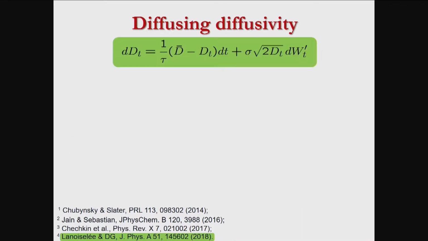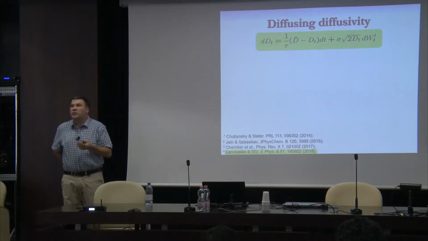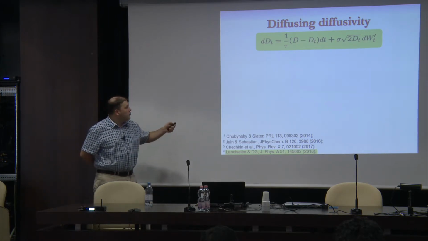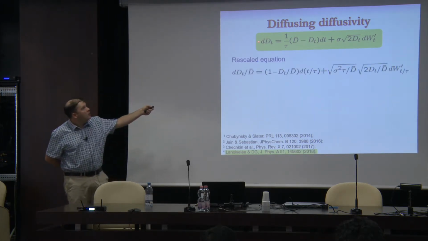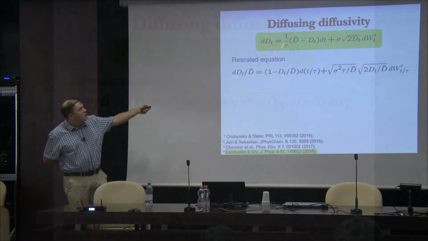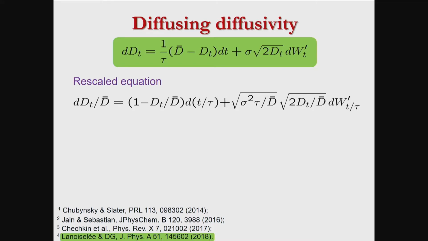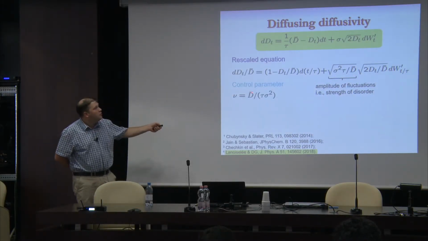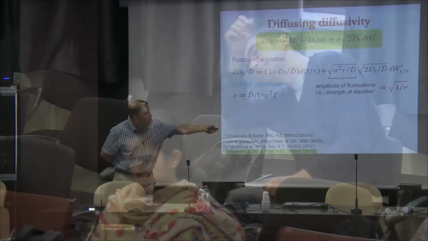Okay, so first of all, as I said, you have three different parameters, but let's try to identify whether there is some key parameter which would essentially determine the properties. To do that, you can rescale this equation by dividing the diffusivity by the mean diffusivity and time by tau. In that case, you get an equation which is completely dimensionless, and you have only one essential parameter, which determines the amplitude of fluctuations. So it's natural to introduce this control parameter nu, which would be the mean diffusivity divided by tau sigma squared. It's dimensionless, and the amplitude of fluctuations is given by the square root of 1 over nu.